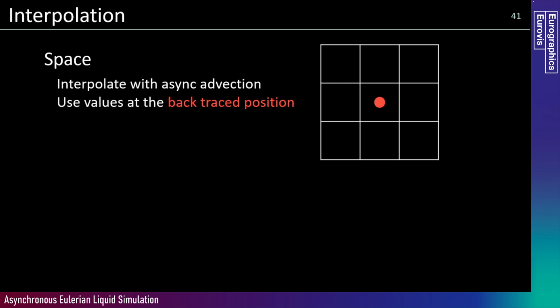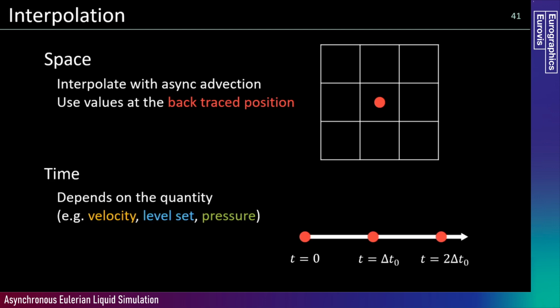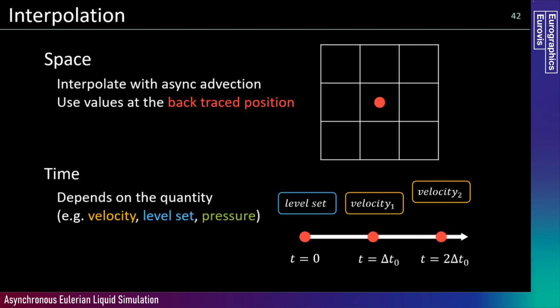Next, let me explain the temporal interpolation. We use different interpolation schemes depending on fluid attributes. For velocity interpolation, we use the velocity at the backtraced position and accelerate it to use in each step. Next is interpolation of the level set, which is the signed distance function. The advection of the level set represents the shift of liquid, so we use the level set values at t equals 0. The position is backtraced with our improved advection scheme.